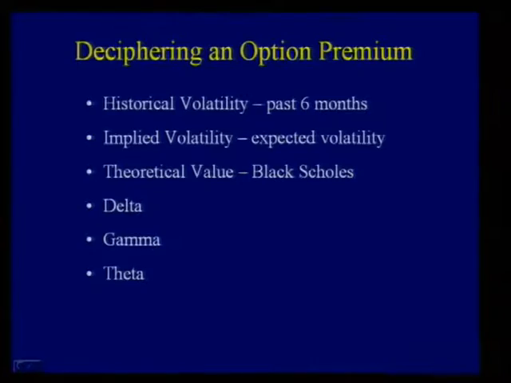Next is the theoretical value. The theoretical value is what the option really should be worth. So we take our theoretical value, according to the Black-Scholes model, the textbook, this is what the option should be worth, and we find out, should we be buying this option? Is it overvalued or is it undervalued as it compares to our model?